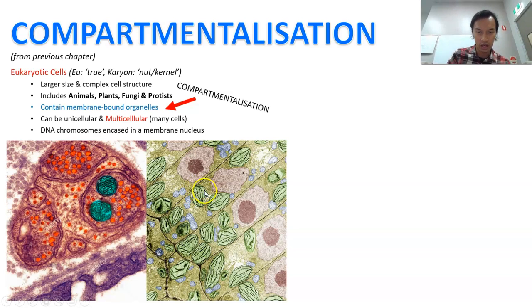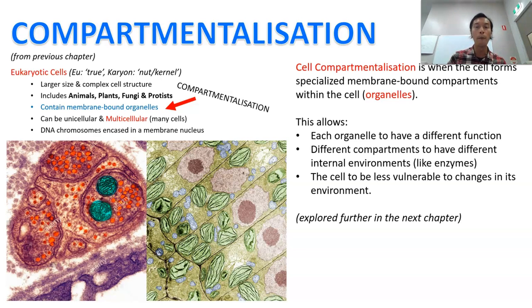There are lots and lots of little green structures here, lots of nuclei, and lots of these little structures here in the plants, and you've got these ones here in the animals. We will go into each of them in detail, but compartmentalization is what we're looking at here: the idea that the cell has specialized membrane-bound compartments called organelles.